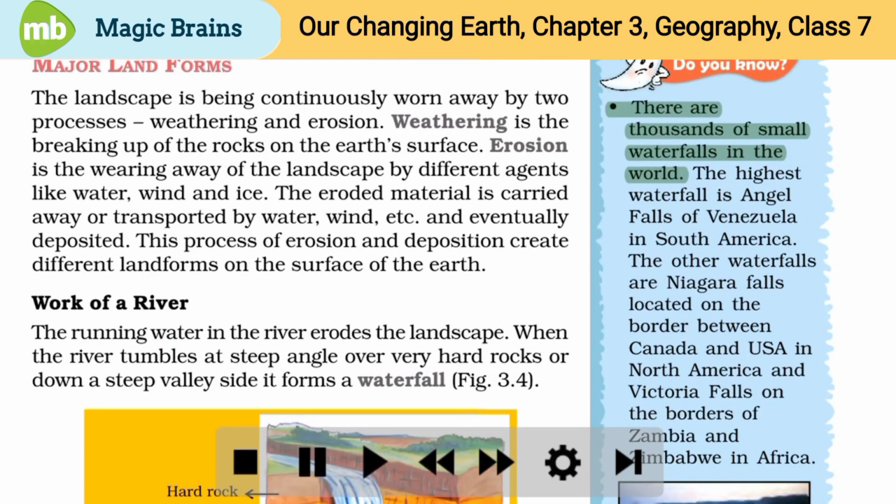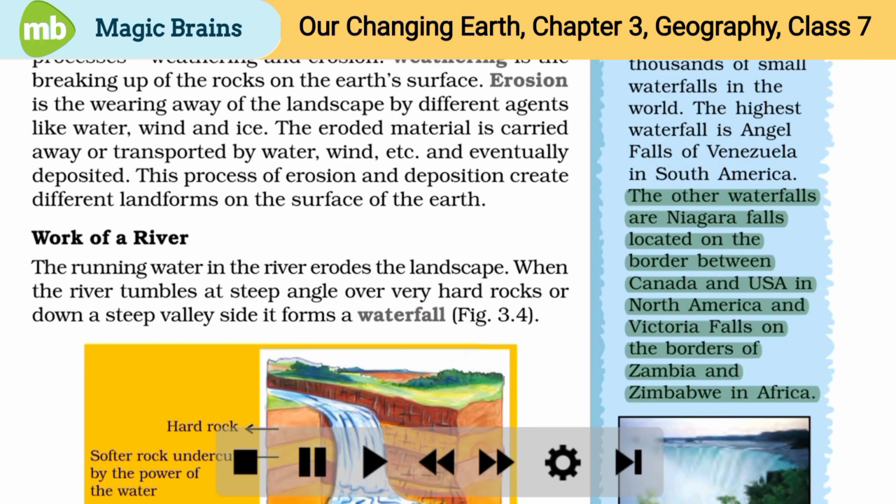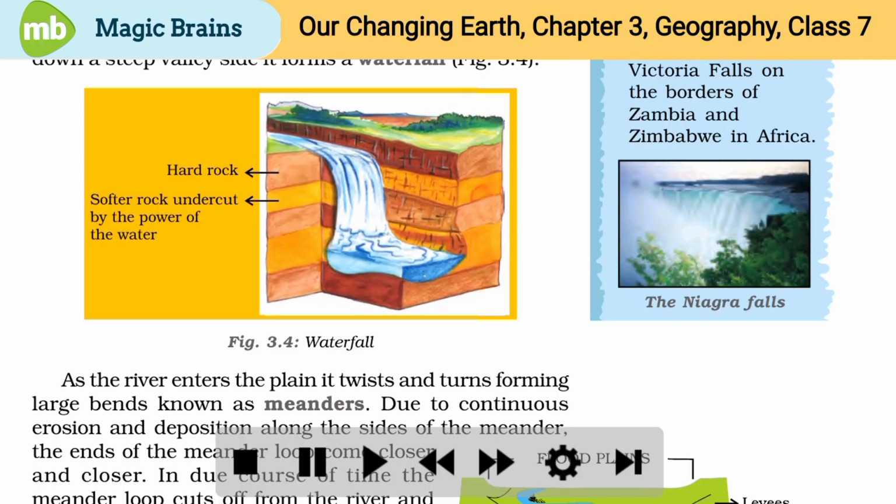This process of erosion and deposition create different landforms on the surface of the Earth. On the right side of the page, we have a column asking, "Do you know?" There are thousands of small waterfalls in the world. The highest waterfall is Angel Falls of Venezuela in South America. The other waterfalls are Niagara Falls, located on the border between Canada and USA in North America, and Victoria Falls on the borders of Zambia and Zimbabwe in Africa. Below this, we have a small picture of the Niagara Falls.